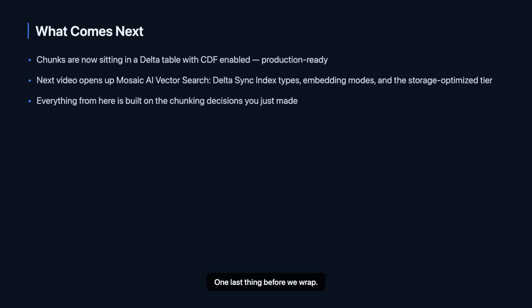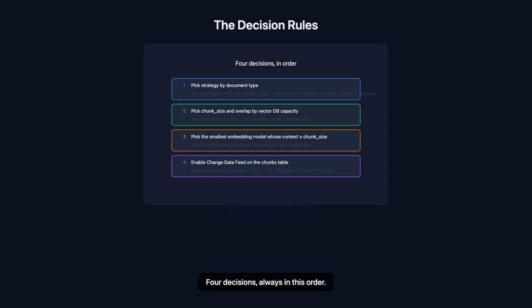One last thing before we wrap. DataDino's chunks are now sitting in a delta table with change data feed enabled, production ready as far as chunking goes. The next episode opens up Mosaic AI vector search itself, the delta sync index types, the managed versus self-managed embedding modes, and the storage-optimized endpoint tier we touched on in episode 1. Every retrieval decision from here on out is built on the chunking decisions you just made, so the math sticks with us. 4 decisions, always in this order.